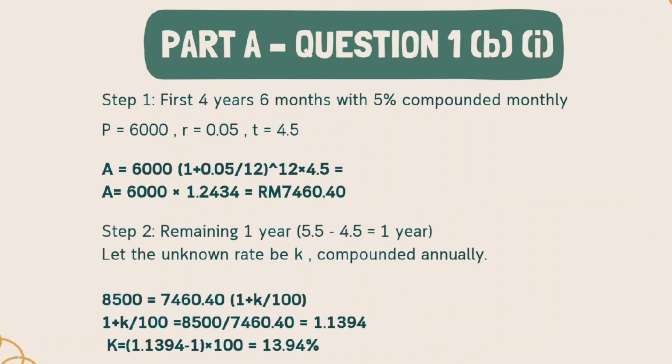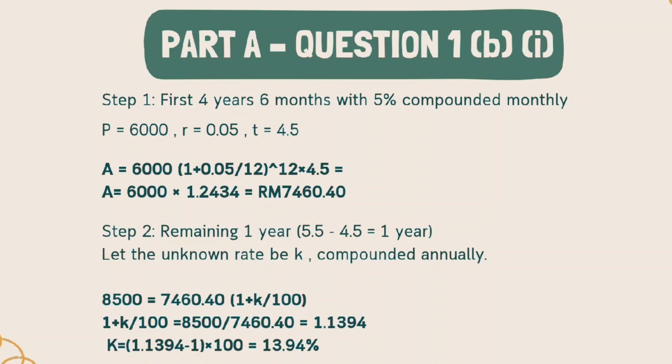Alright, so we continue to part A, question 1B1. The question is, Emmanuel invested 6,000 ringgit for 5 years and 6 months. The bank offered 5% compounded monthly for the first 4 years and 6 months, and K percent compounded annually for the rest of the period. If the amount in the account at the end of the term was 8,500, we need to find K.